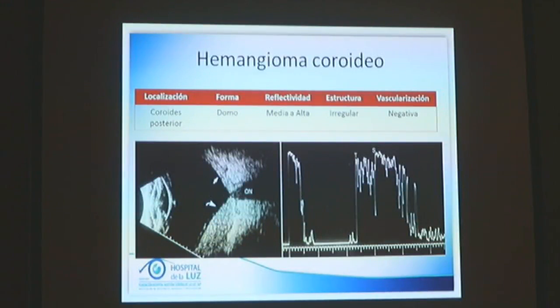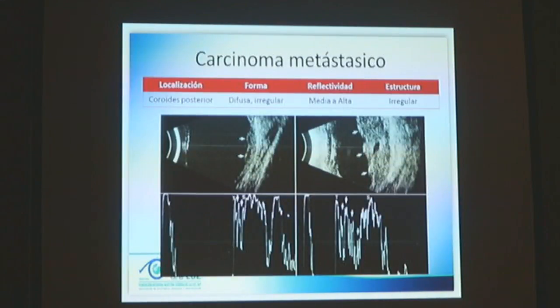Los hemangiomas coroideos son lesiones igual, son un poco menos irregulares que el carcinoma metastásico, tienen forma de domo, también pueden tener forma de placa, las reflectividades son prácticamente altas y no encontramos vascularización. Si se dan cuenta, la conformación estandarizada de lo que es el hemangioma coroideo y el carcinoma metastásico son básicamente bastante diferentes.